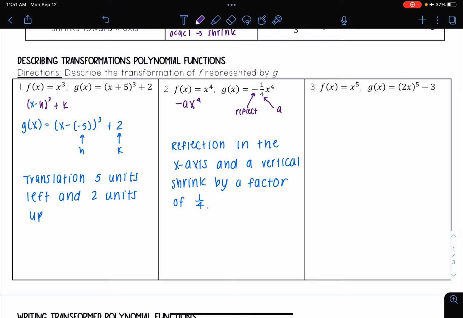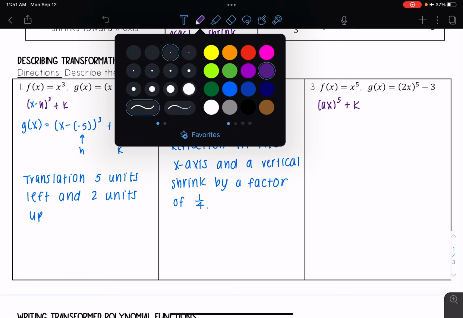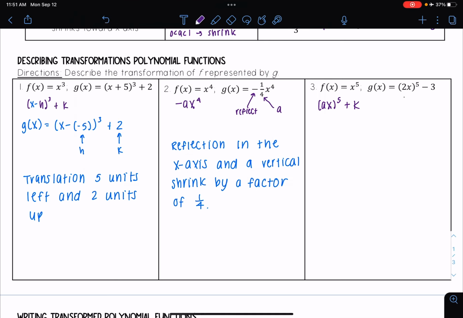Okay, let's look at one more. So in this last one, I have f of x is equal to x to the 5th, and g of x is equal to (2x) to the 5th minus 3. So this time we're in the form of (ax) to the 5th plus k. So since my a now is inside those parentheses, this is going to be a horizontal stretch or shrink. Here, since my a is 2, which is greater than 1, that means this one's going to be a shrink.